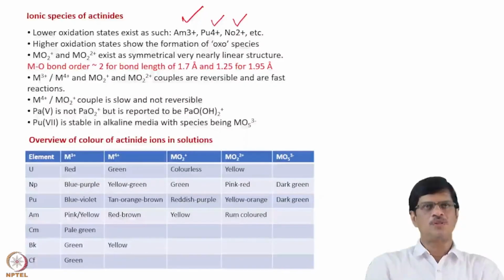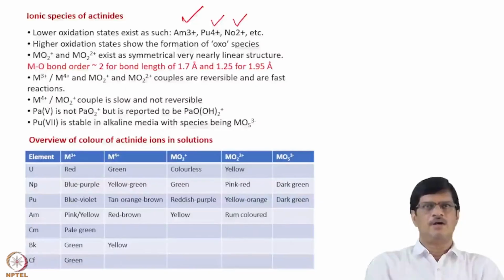The MO2+ and MO2 2+ exist as symmetrical, nearly linear structures where the M-O bond order is around 2, with a bond length of around 1.7 angstrom between the metal ion and the oxygen. And when, due to complexation, the M-O bond order is lowered, that is, if it is around 1.25, the bond length is also elongated, and we have 1.95 angstrom as the M-O bond length.